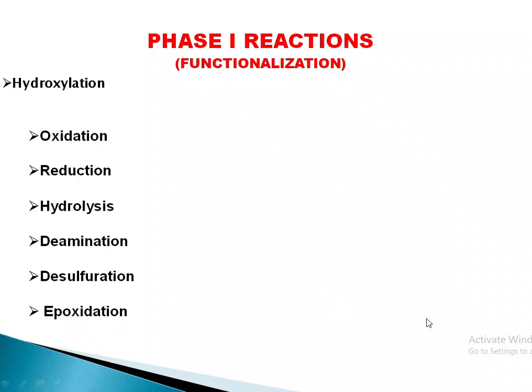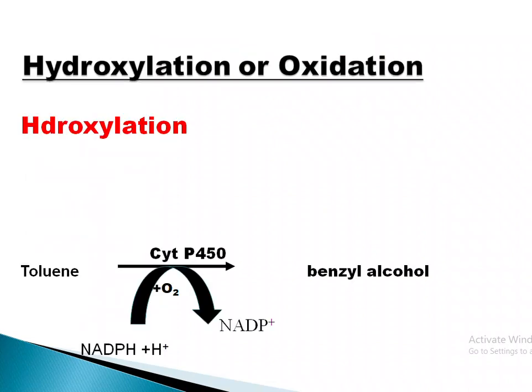The compounds that have undergone phase 1 metabolism may be directly excreted or can undergo further metabolism by phase 2 reactions. Xenobiotics are mostly metabolized by hydroxylation or oxidation in phase 1 metabolism. These reactions are often catalyzed by cytochrome P450 or monooxygenases. Toluene is hydroxylated to benzyl alcohol by cytochrome P450.